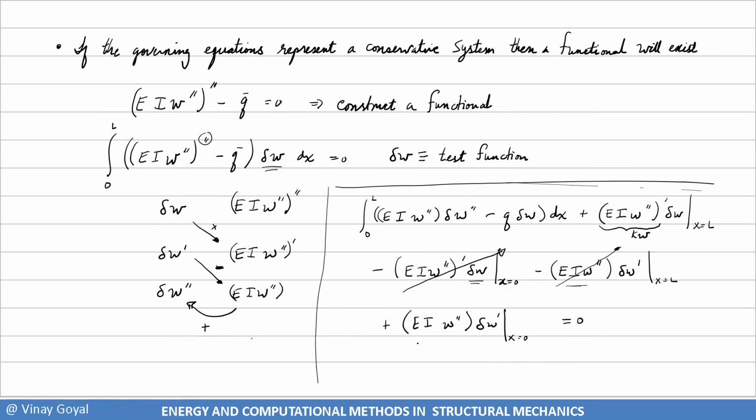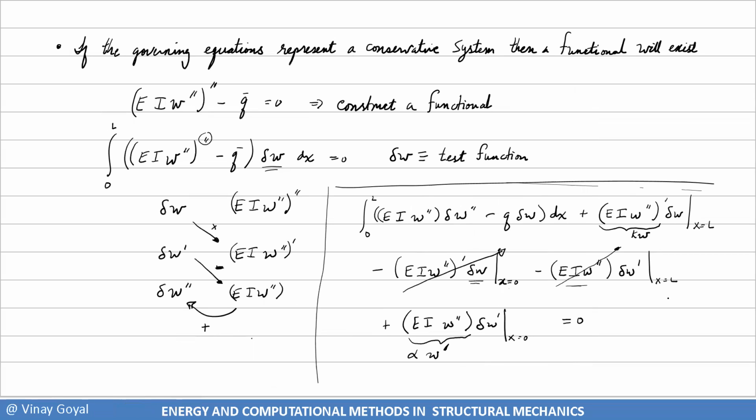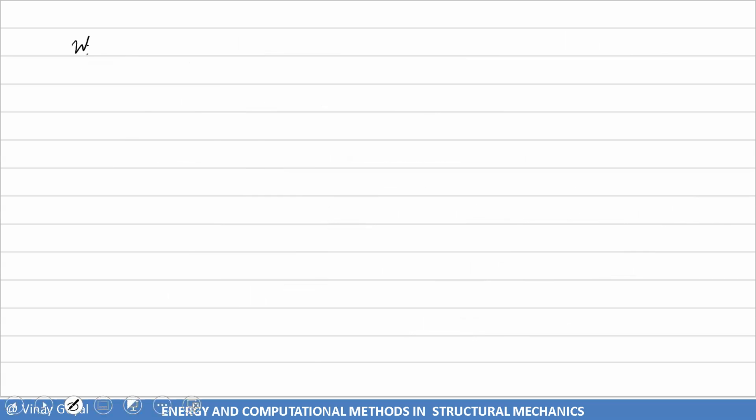And then this one here at x equals 0, we know what this is. It's provided to us as alpha W prime. And you can see that from this equation here. You can solve for EI W double prime and plug it in here, so you get that. So then what I end up getting is the following, which I'll call the weak form.